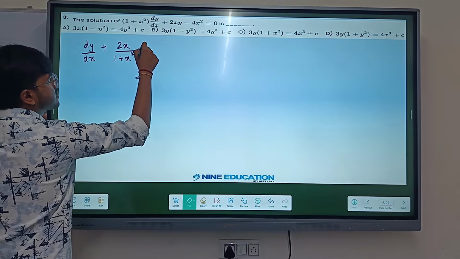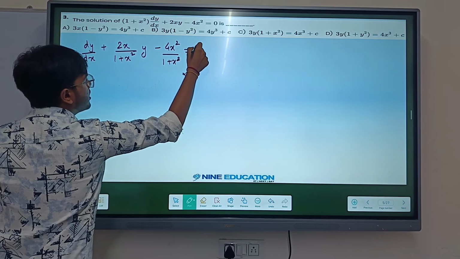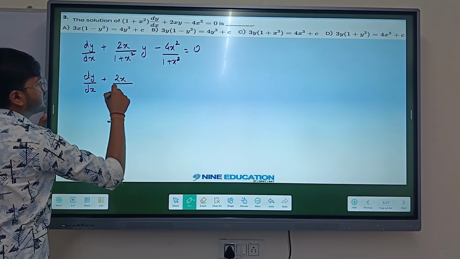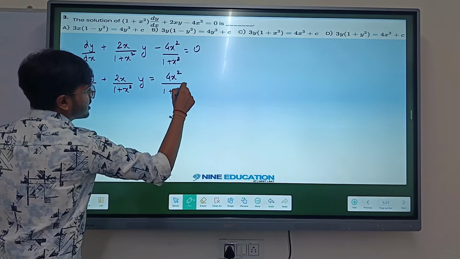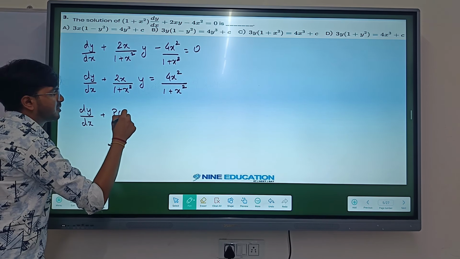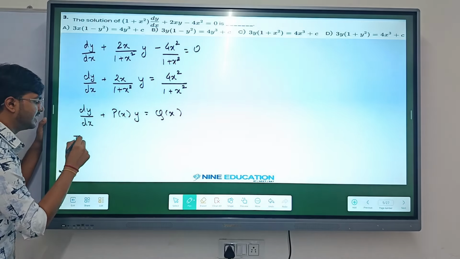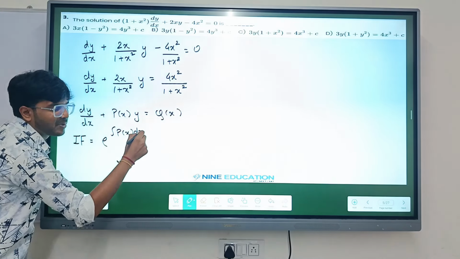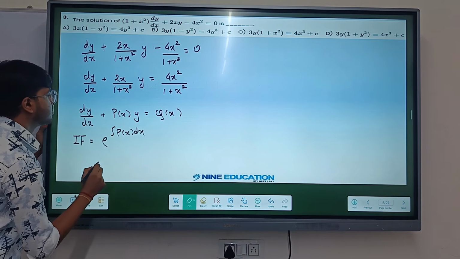Here what will I have? 2x divided by 1 plus x square into y, minus 4x square divided by 1 plus x square equal to 0. So I'll have dy by dx plus 2x divided by 1 plus x square into y equal to 4x square divided by 1 plus x square. Now it is looking like a linear differential equation of the form dy by dx plus p of x into y equal to q of x. How to solve this? We take the integrating factor first. What is the integrating factor? e power integration of p of x dx.